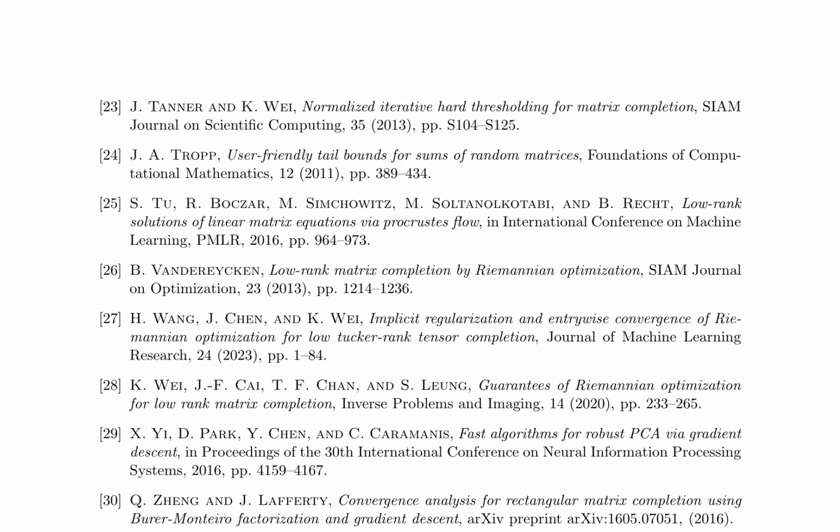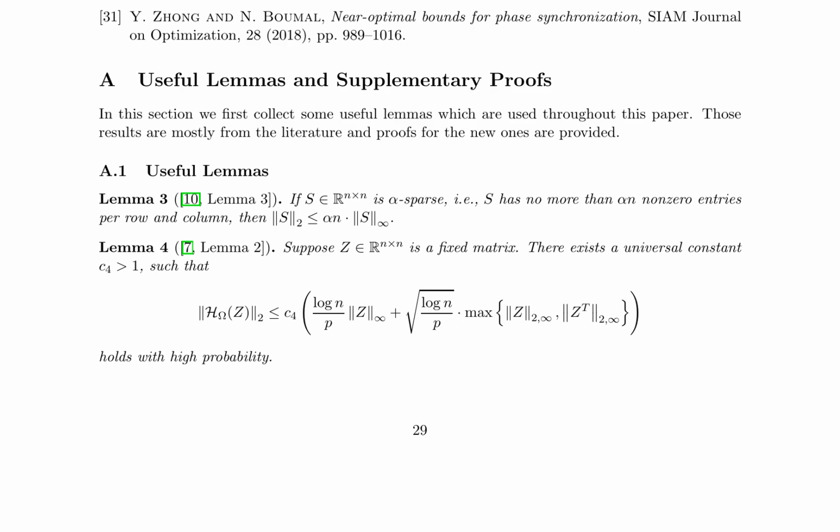Lemma 3 states that if a matrix S is alpha-sparse, then its spectral norm is bounded by alpha n times its infinity norm. Lemma 4 provides a bound on the spectral norm of a matrix H_Omega(Z), in terms of the infinity norm of Z and its maximum singular value. Lemma 5 gives a bound on the spectral norm of H_Omega(A), for any matrix A with rank at most K, assuming p is greater than or equal to log n. This lemma is used to establish the convergence of the proposed algorithm.